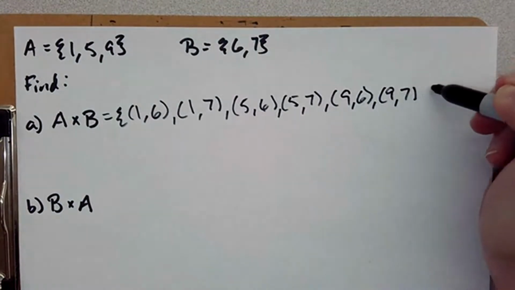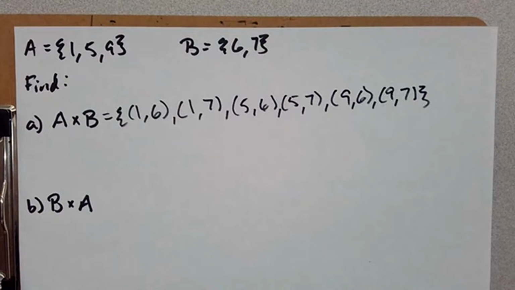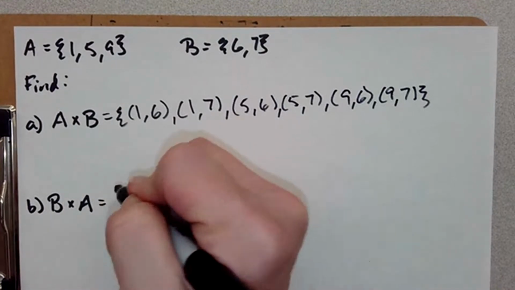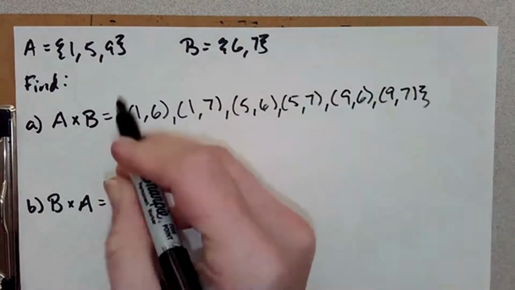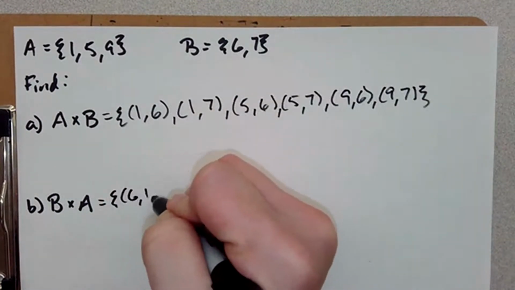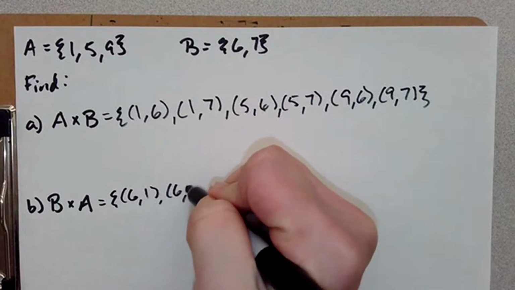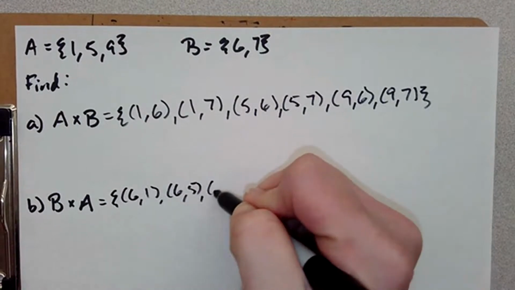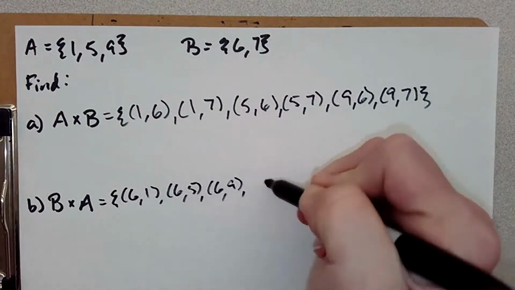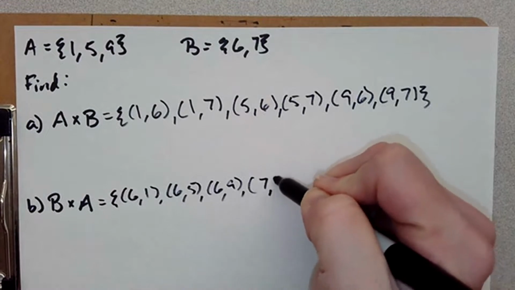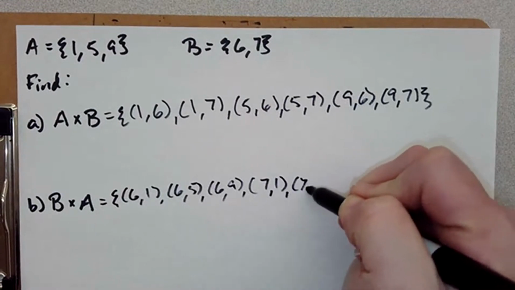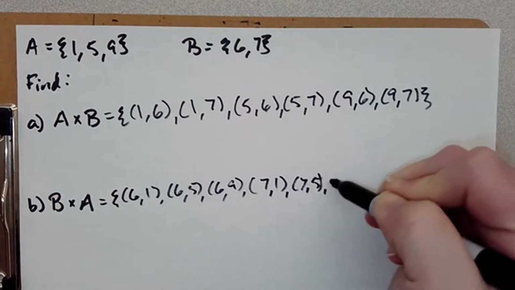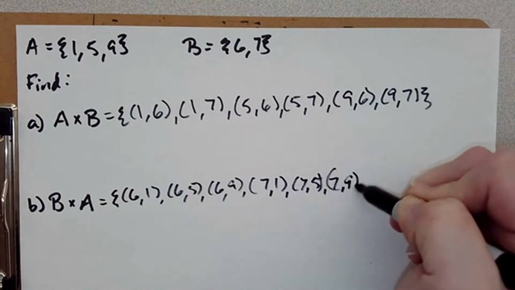So there we go, there is our first Cartesian product. For B cross A, we go the other way. We start with B, so we get (6, 1), (6, 5), (6, 9), (7, 1), (7, 5), (7, 9).